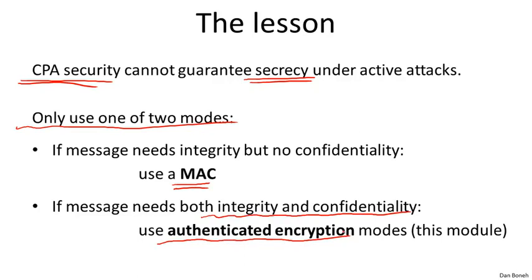But the point I want you to remember is that the CPA security modes we discussed before should never actually be used to encrypt data by themselves. So CBC with a random IV is a building block towards authenticated encryption, but should never be used on its own. Okay, so we're going to define authenticated encryption in the next segment.